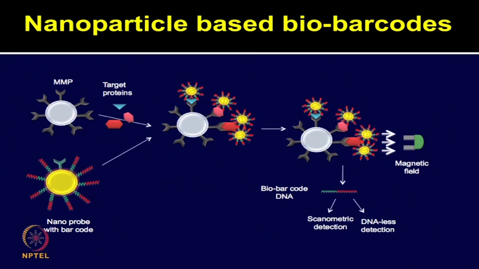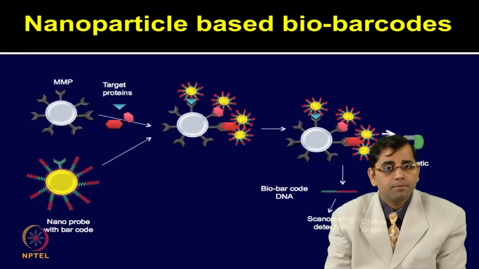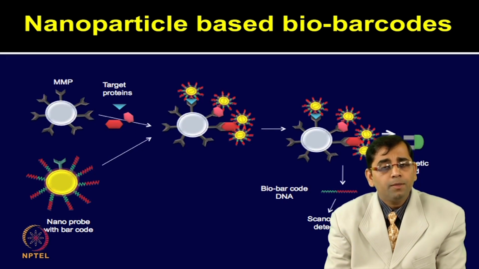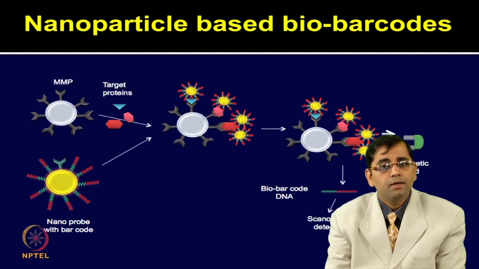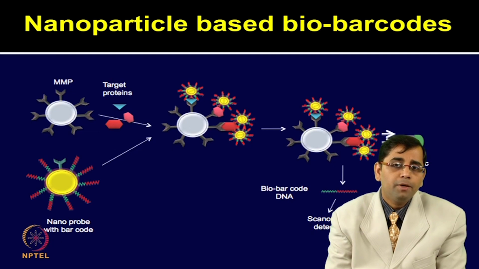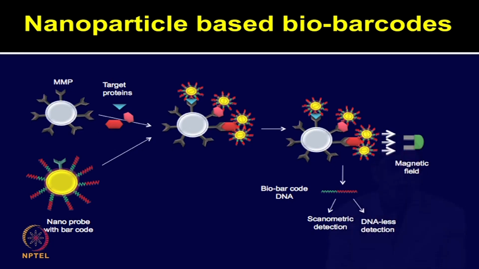We will now talk about biobarcodes. The nanoparticle probes encoded with DNA unique to the protein of interest and suitable antibodies capture the magnetic microparticle probes known as MMPs having antibodies for the target analytes, thereby sandwiching the target proteins, which is shown in this slide.